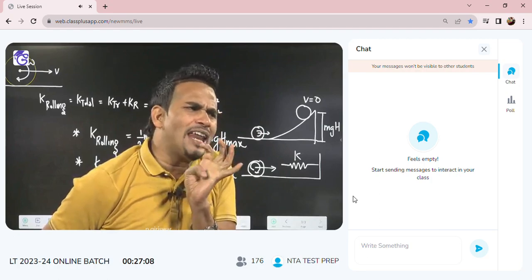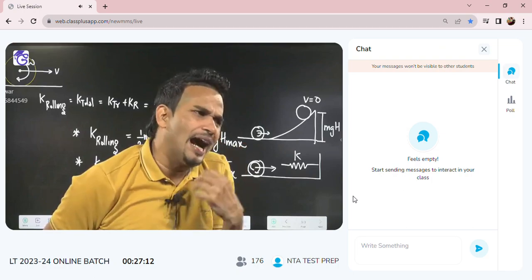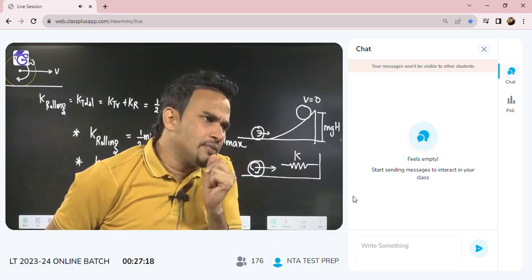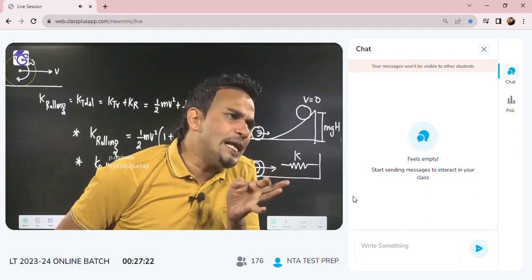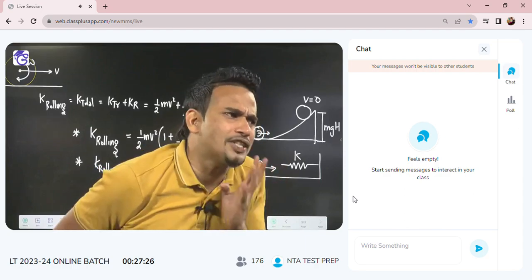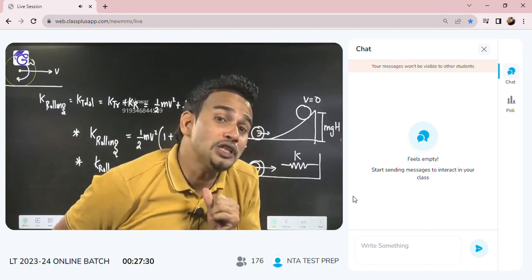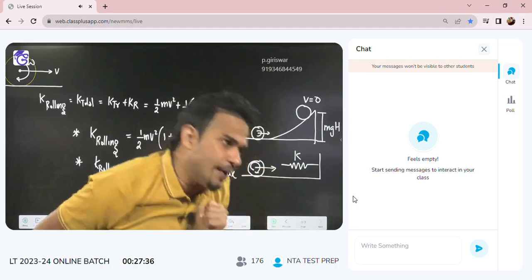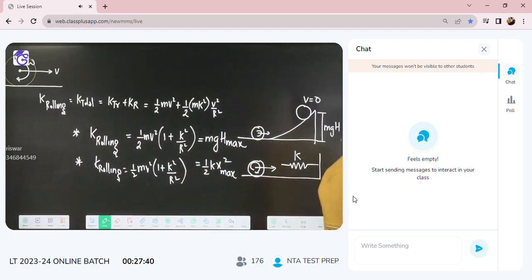If a body is rolling, this question is given in NCERT also, and was asked previously in the NEET also. If you want that body to stop completely, you have to stop its translational motion also, and its rotational motion also. Can you tell me how much work is required to stop a rolling body?